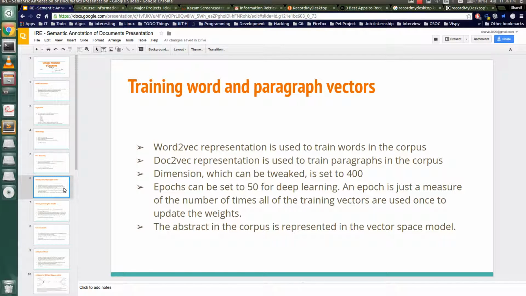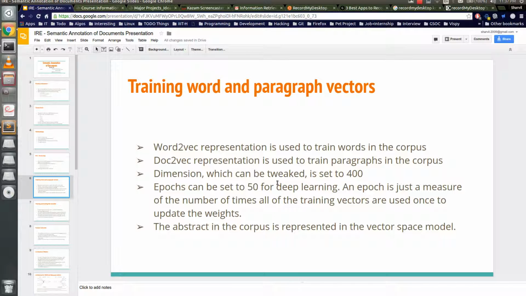There are two major representations that we thought of using, word2vec and doc2vec. The word2vec basically represents a word in some vector representation, whereas doc2vec represents paragraphs, documents or sentences as vectors. These vectors have the size of the dimension parameter which has been given here, and this can easily be tweaked as we like.